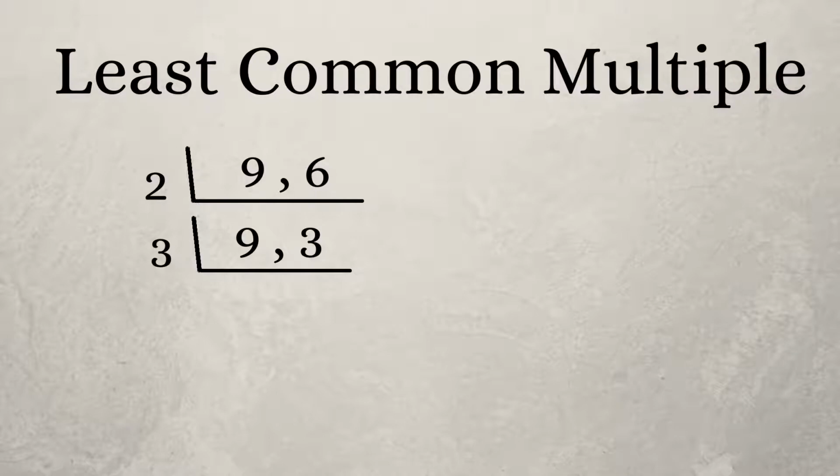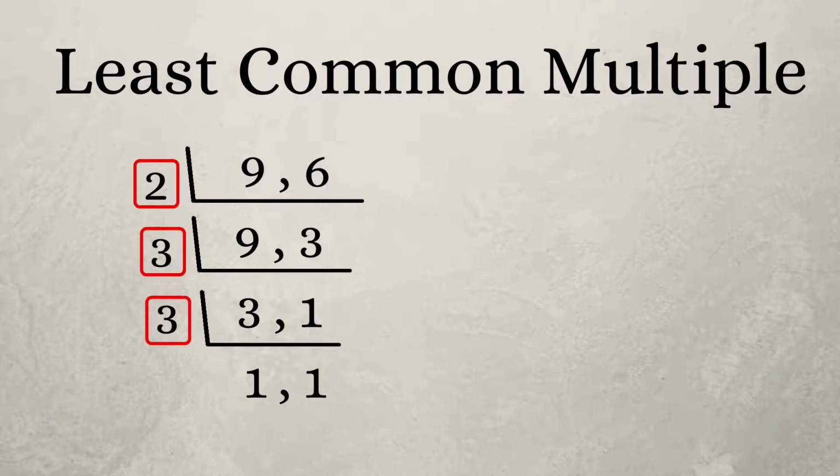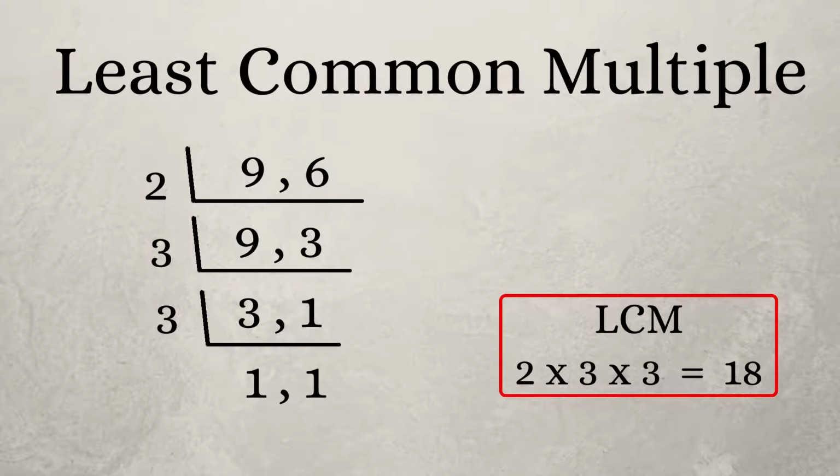Now both 9 and 3 are multiples of 3. So we go ahead and divide them both to get a result of 3 and 1. Our next pick for the divisor would be 3. Now divide the two numbers by 3 and you get the result of 1 and 1. So we stop here. Then we pick all the numbers which were used as divisors, and the product of these three numbers will be our LCM of 9 and 6. So we compute 2 into 3 into 3, which is 18, and that is the LCM of 9 and 6.